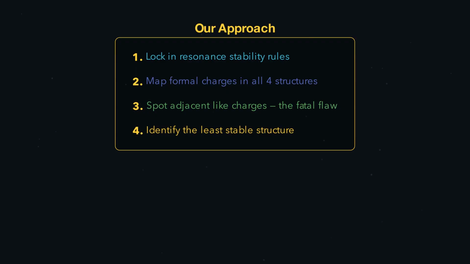First, we lock in the rules that decide resonance stability. Then, we map the formal charges in each of the 4 structures. The key move is spotting where adjacent positive charges appear. That is the fatal flaw. Finally, we identify the least stable structure.